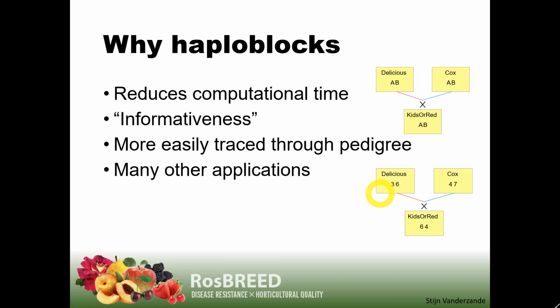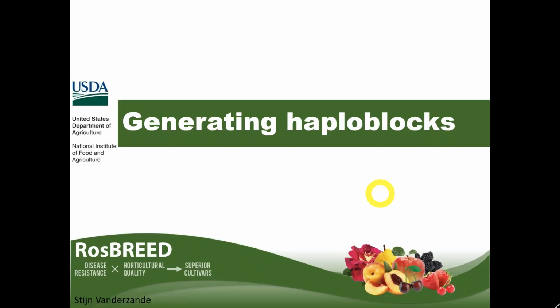And I'll be talking about that a bit next week. So that's one of the reasons why we use haploblocks. And also, when we are creating our haplotypes and haploblocks, sometimes we find additional errors. So it actually helps us also to create a better data set.